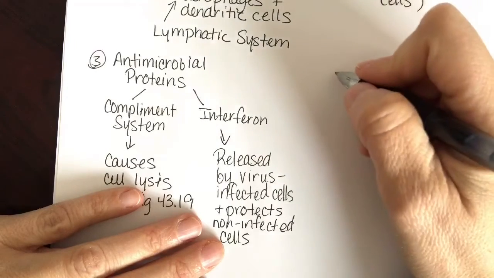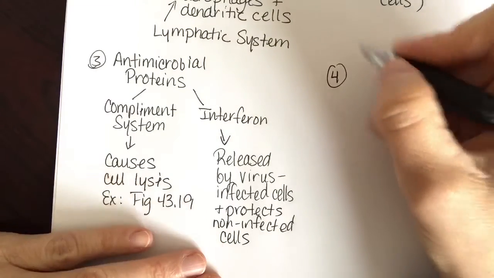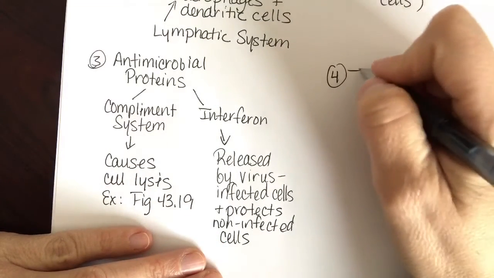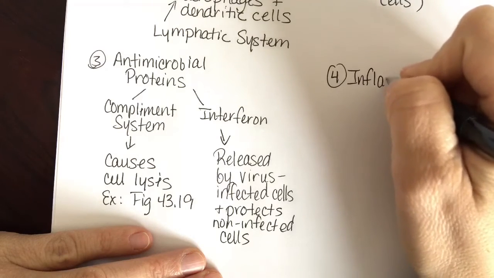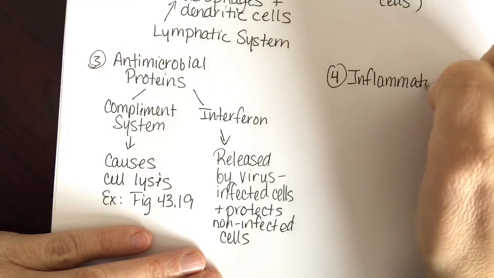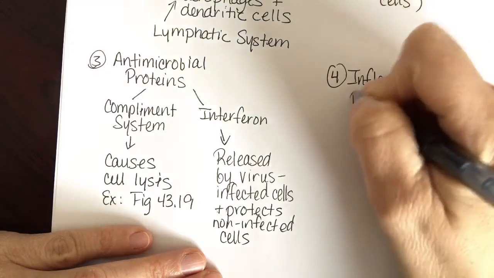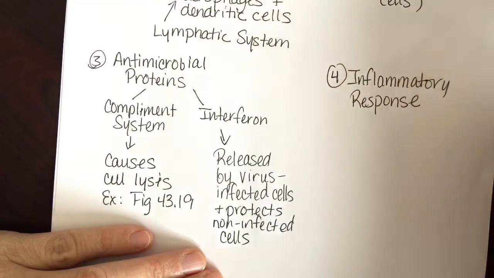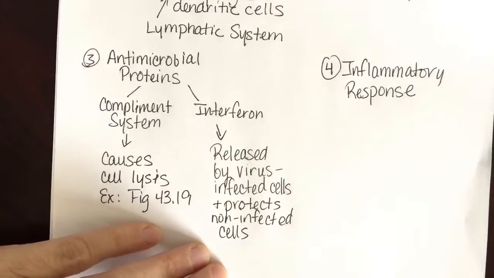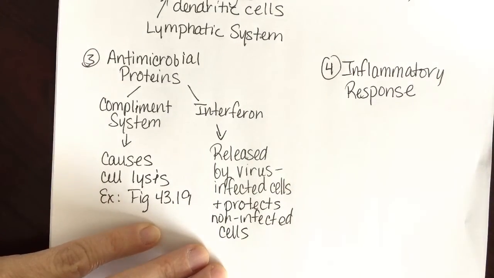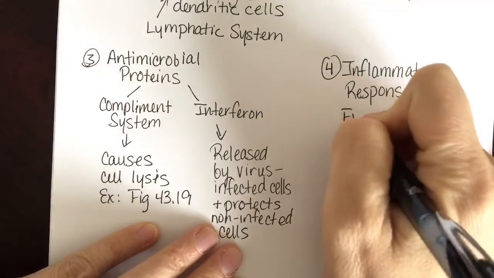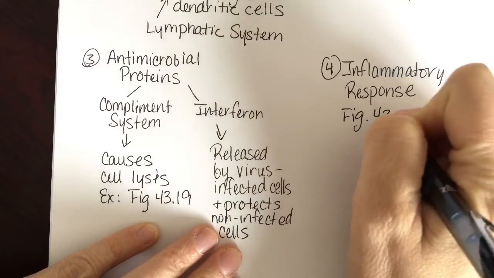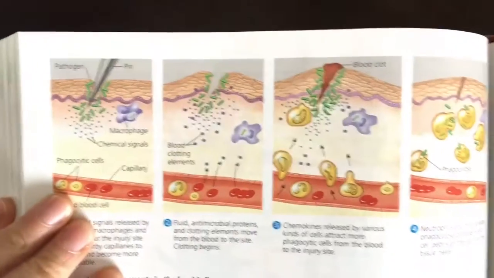And then we can add here the fourth thing of internal defenses is the inflammatory response. And so what figure was that? Let's see here. The inflammatory response is figure 43.6. So relook at that. Let me show you what it looks like here. It's this figure right here, 43.6.